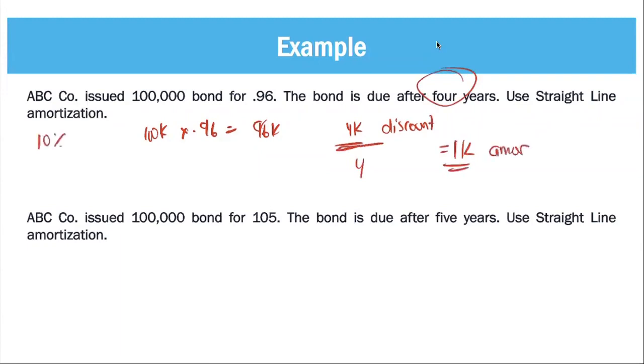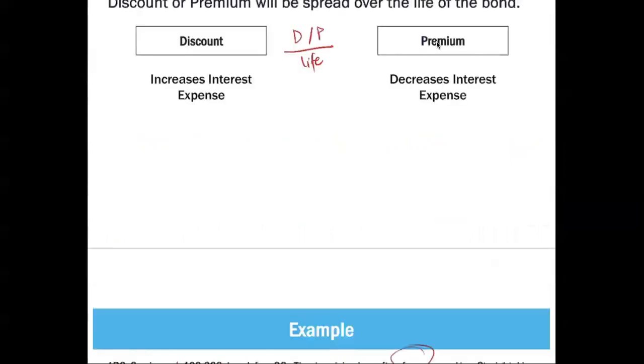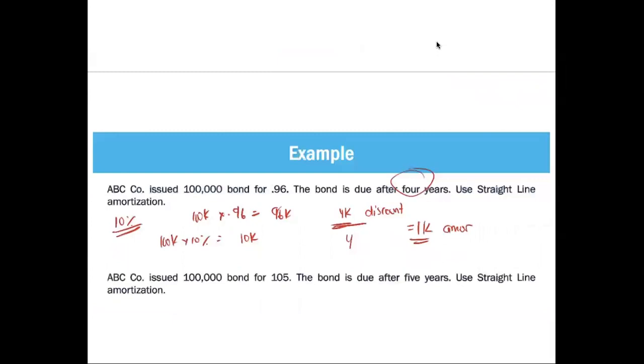So let's say it is 10%. 100,000 times 10%, this is our interest, 10,000. Since you have a discount of 1,000, what is the effect again? Does it increase or decrease your interest expense? Take note, we said a while back that when your discount increases, your premium decreases. So since this is a discount of 1,000, if initially we have 10,000 interest, we add 1,000, we have 11,000 interest expense.